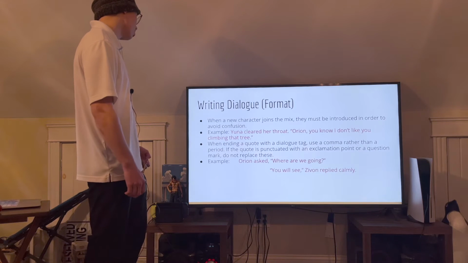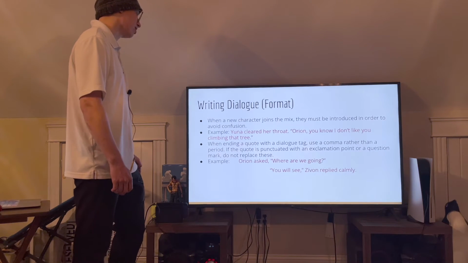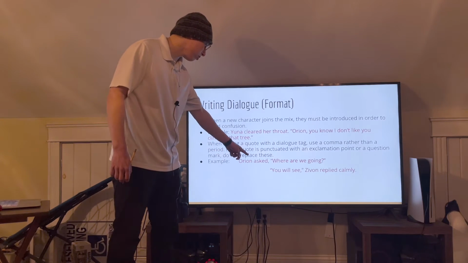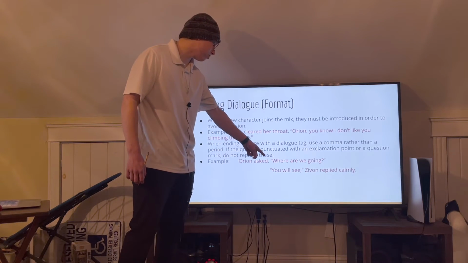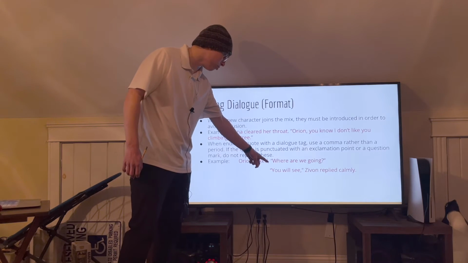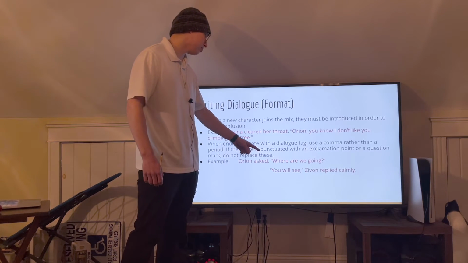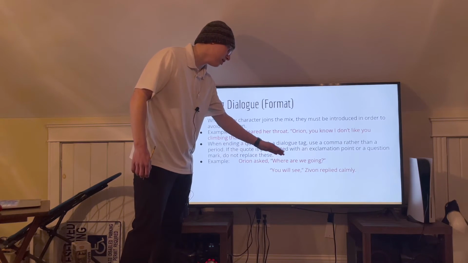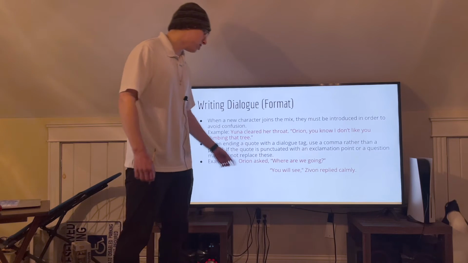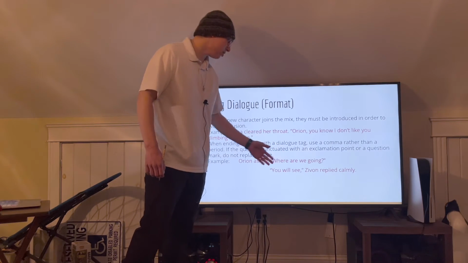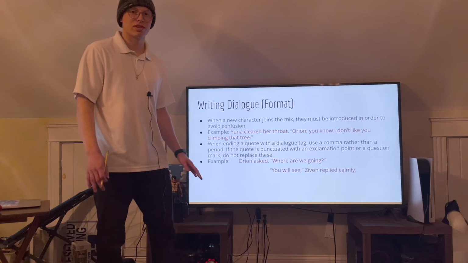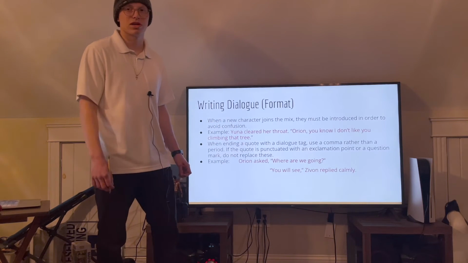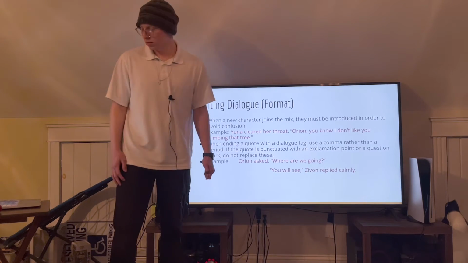Here's an example. Orion asked, "Where are we going?" "You will see," Zyvon replied calmly. So you see, after the dialogue tag, and right before he begins the quote, you want to put a comma, and then in the reverse case, the dialogue goes here, comma, quotation mark, and then you've got the dialogue tag. If that were to be an exclamation point, then you would put an exclamation point instead of the comma, everything would change. But because that sentence was meant to end with a period, you replace it with a comma so that it transitions smoothly into the tag.